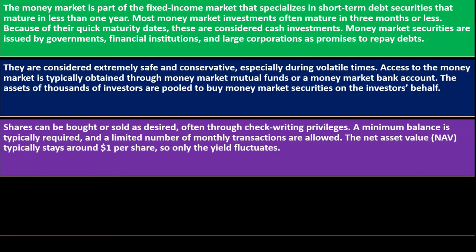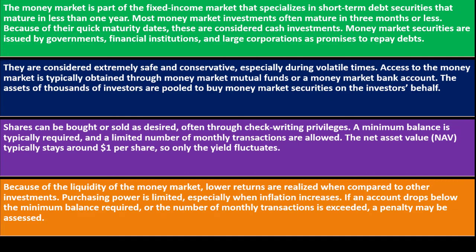So shares can be bought or sold as desired, often through check writing privileges. A minimum balance is typically required and a limited number of monthly transactions are allowed. The net asset value, the NAV, typically stays around $1 per share, so only the yield fluctuates. Because of the liquidity of the money market, lower returns are realized when compared to other investments. Purchasing power is limited, especially when inflation increases.